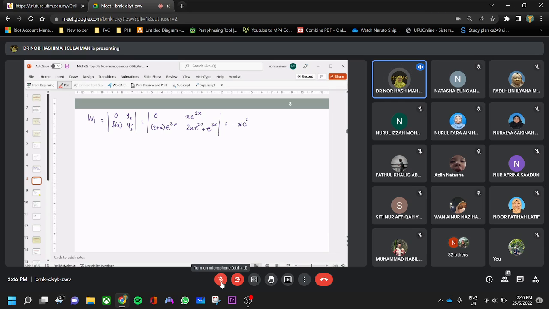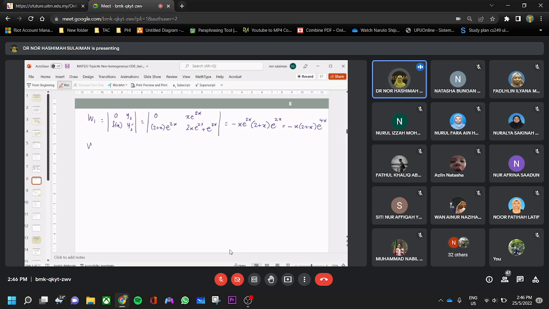Xe to the power of 2x multiplied by 2 plus xe to the power of 2x. Simplify where necessary, so we have negative x (2 plus x) e to the power of 4x. Okay, are you all with me?